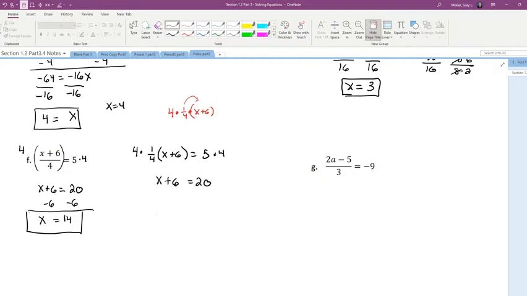All right, so try G on your own. Make sure you visualize what this problem is really saying, but you do not have to rewrite it, and get that answer.